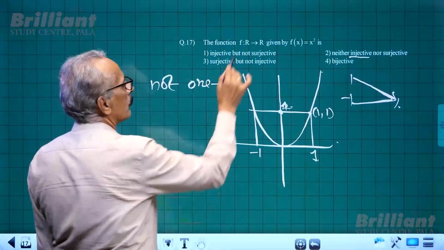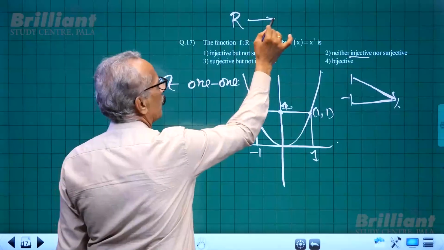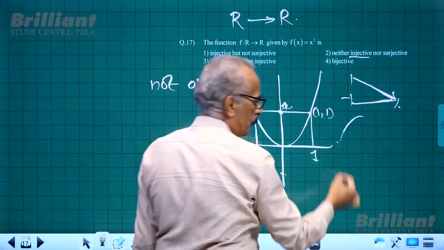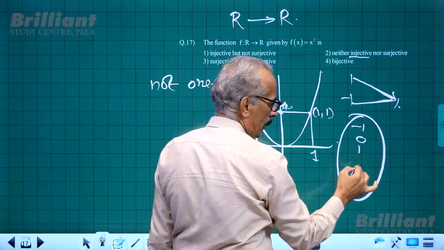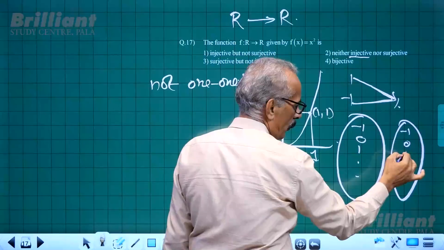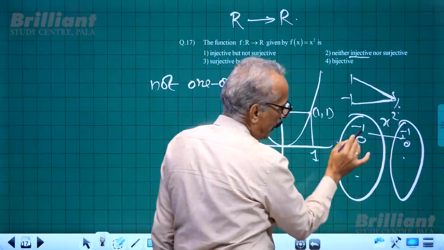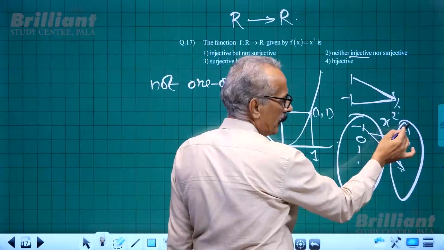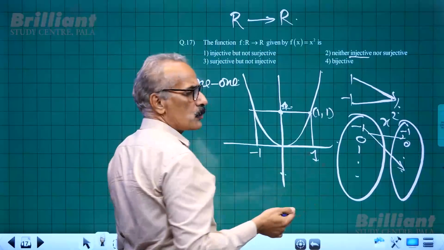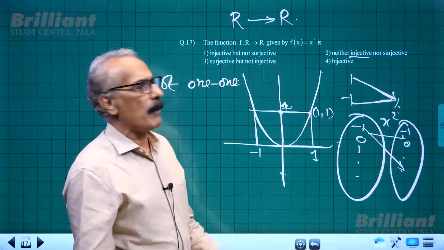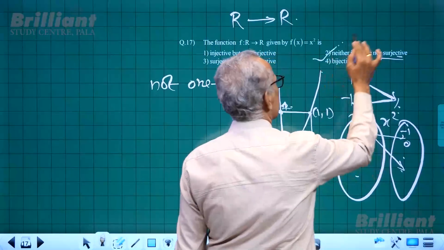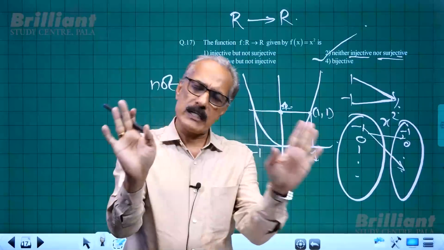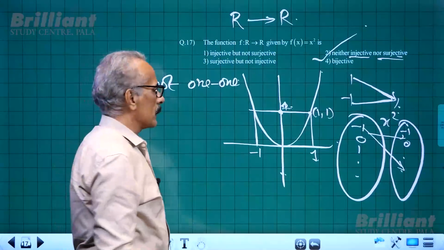Is it surjective? Because your domain is the set of real numbers, the range is also the set of real numbers. Take minus 1, 0, 1, etc. here, and here also minus 1, 0, 1, etc. Your function is x square, and the square of every negative number will become positive. Therefore, there is no negative number which has a pre-image. Therefore, it is not onto, it is an into mapping. So, it's neither injective nor surjective. All U-shaped graphs will be many-one, not injective. That's neither injective nor surjective.